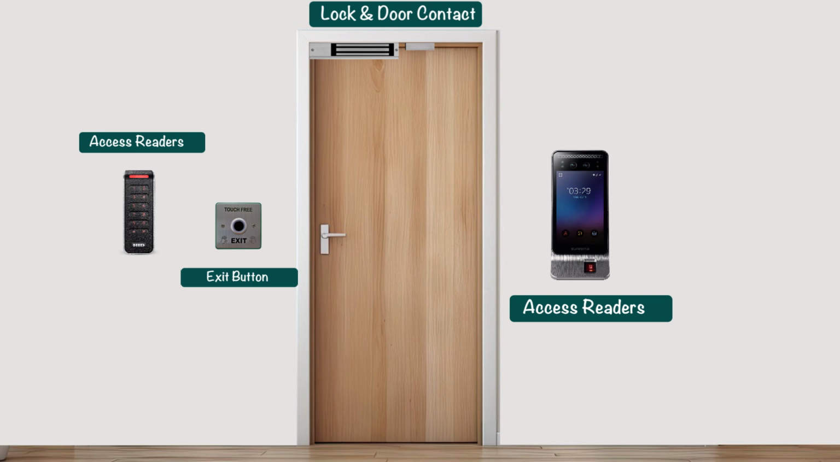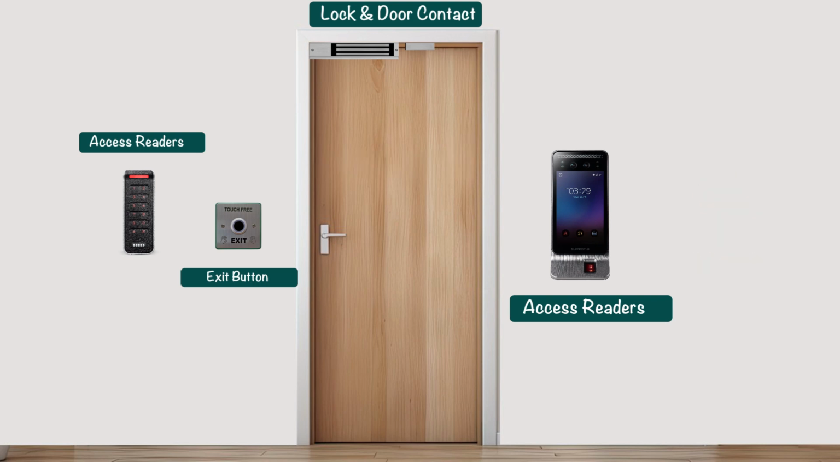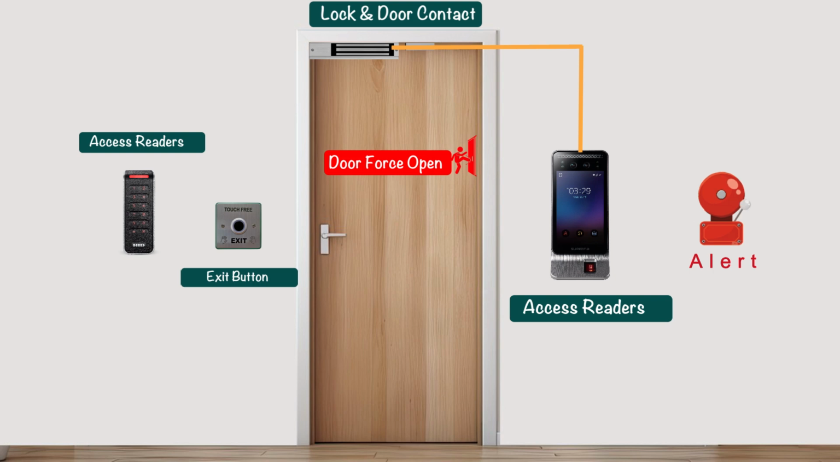Now, here is where the security comes in. If the door is left open for too long, the door sensor detects it and sends a signal to the control device or a reader, and so the control device or reader can trigger an alert. And if someone tries to forcefully open the door without authorization, the system generates another security alert.